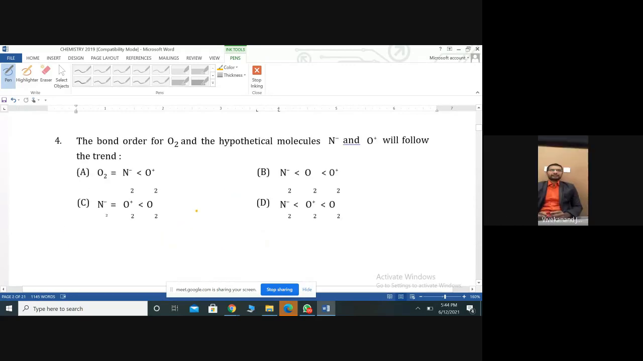Now, the next question. The bond order for O2, and the hypothetical molecules N minus and O plus, in the following trends. You have to find the bond order, and this question comes from molecular orbital theory. It's a fantastic question. They ask it every year in the NET exam, and the SET exam copied the question. This question is from the 2015 NET question paper. They copied from there, and now we have it in 2019.